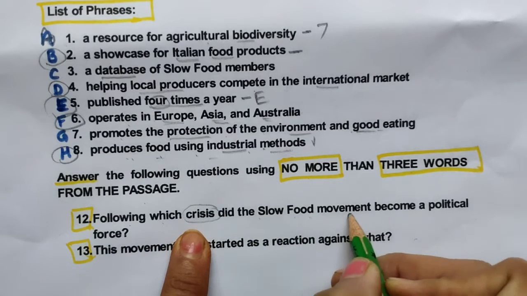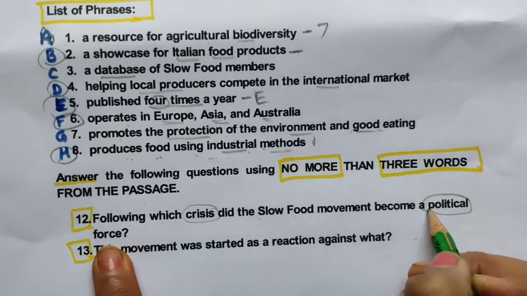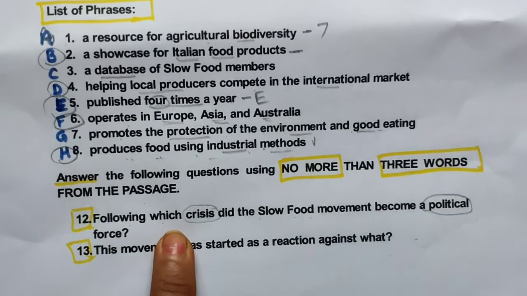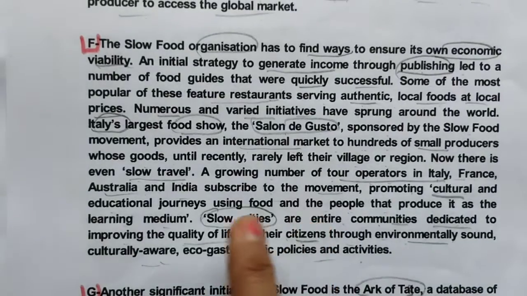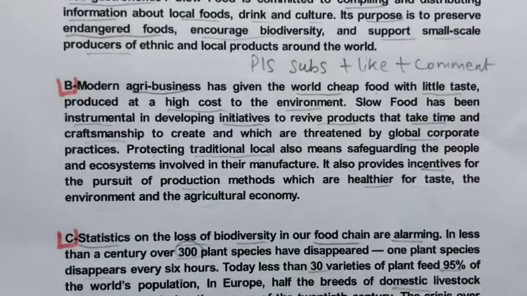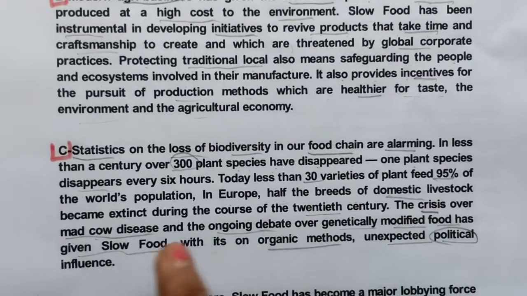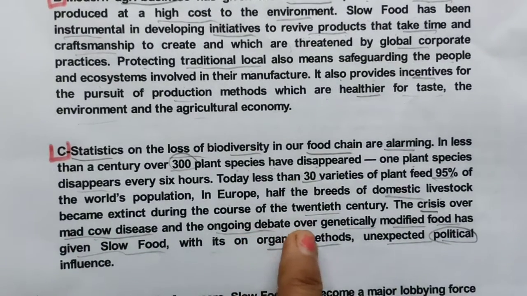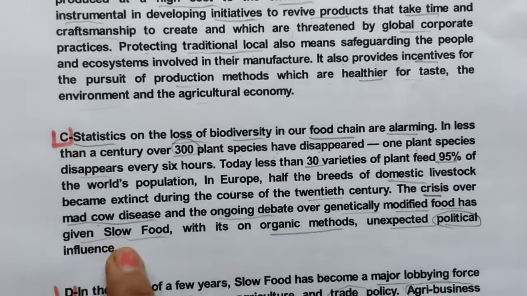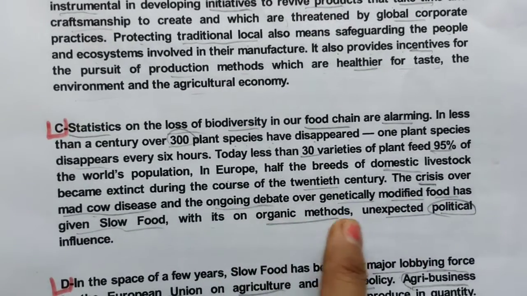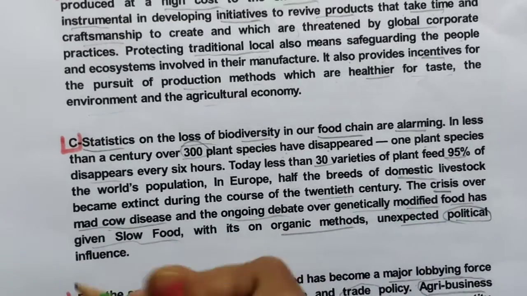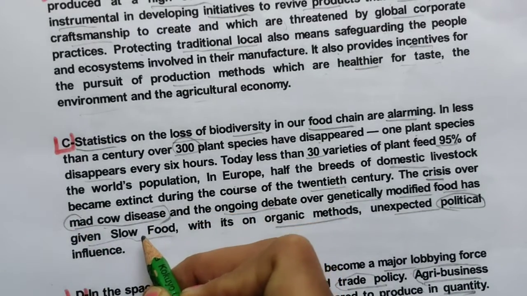Did the Slow Food movement become a political word also? It was in B paragraph. Which crisis became political? So in B paragraph, no, it is not B paragraph. So in B paragraph somewhere, yeah, it is C paragraph. Crisis over mad cow disease and ongoing debate over genetically modified food has given Slow Food's organic method unexpected political influence. So our answer is mad cow disease.